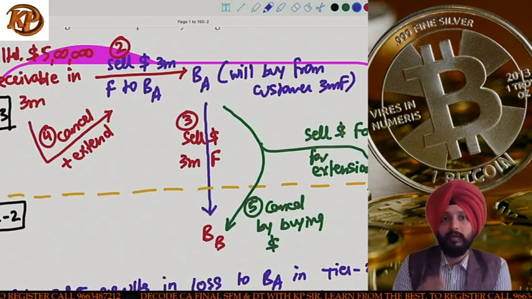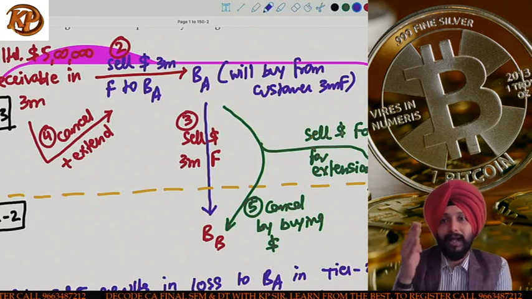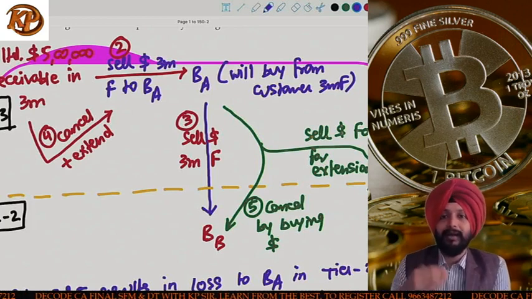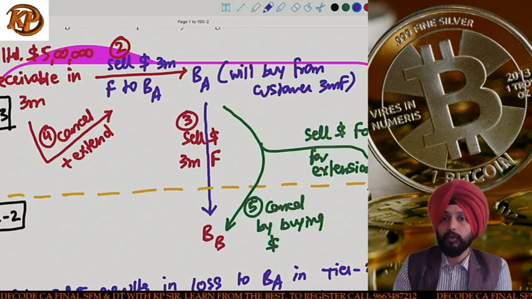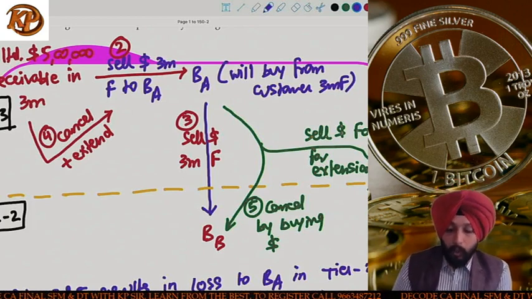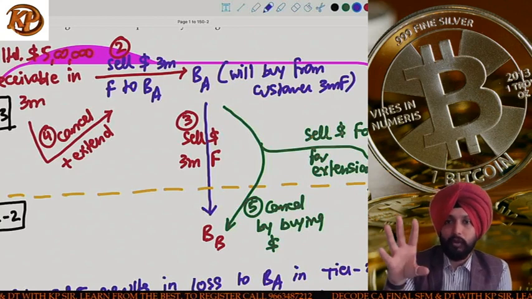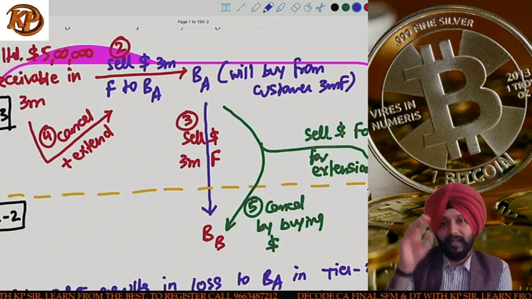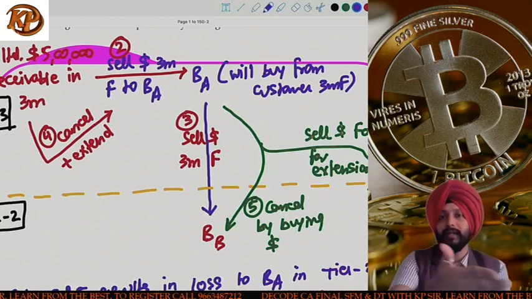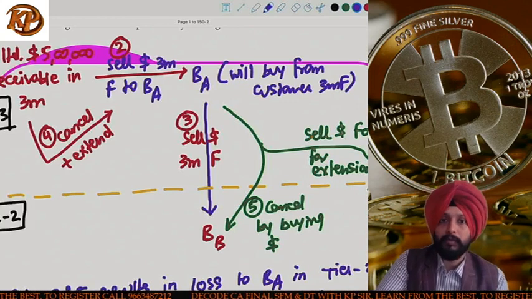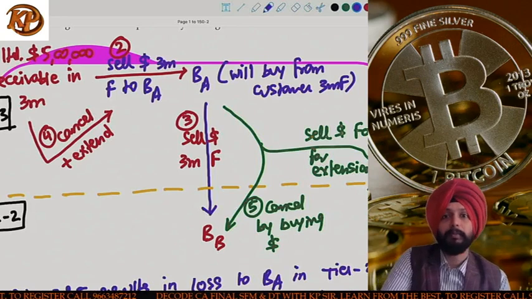Listen carefully. X will go to bank A and tell I will sell dollar 3 months forward to you. Bank A will go to bank B and tell I will sell dollar to you 3 months forward. Now if things go fine, then X Limited will go to bank A and give $50,000 after 3 months. Bank A will go to bank B and give $5 lakh. If things go fine, then this will happen.